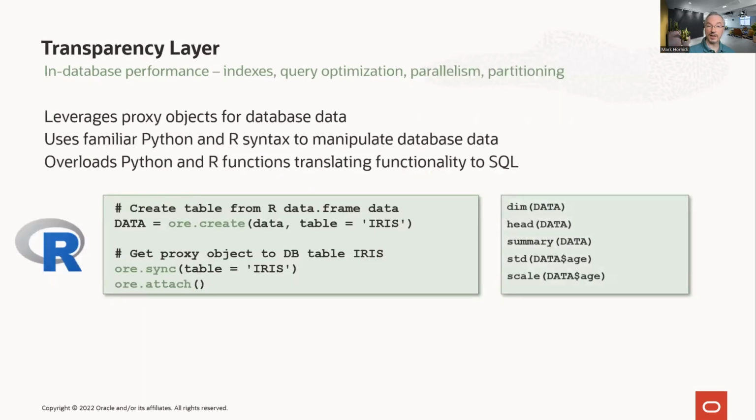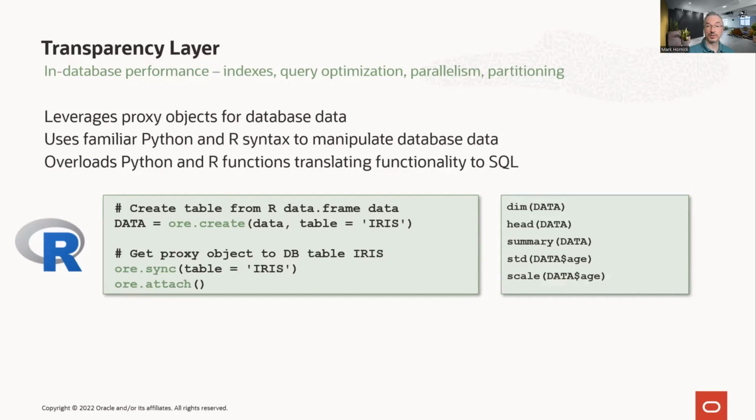To give you a clearer idea of what we mean by the transparency layer, we use proxy objects and overloaded functions to take advantage of database column indexes, query optimization, parallelism, and even table-level partitioning. These can greatly improve performance and scalability on database table operations, since the data is not brought to the client engine.